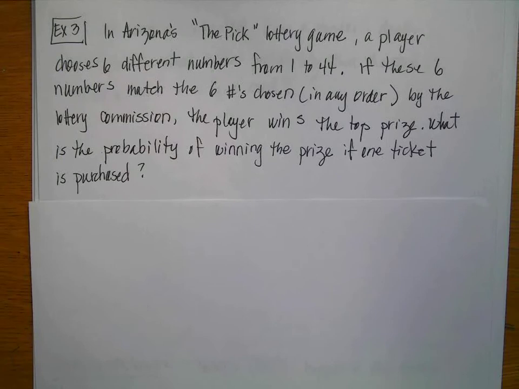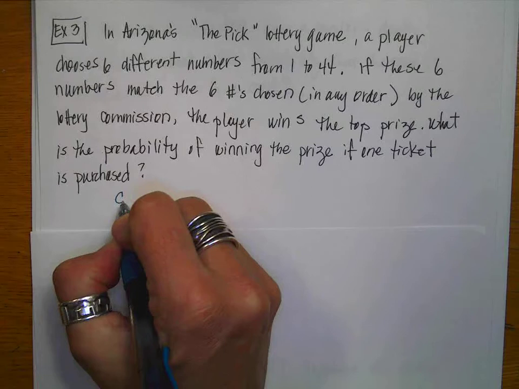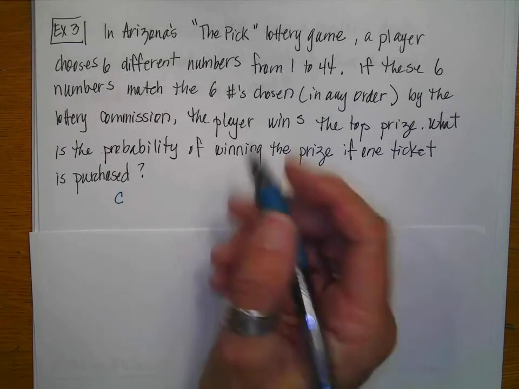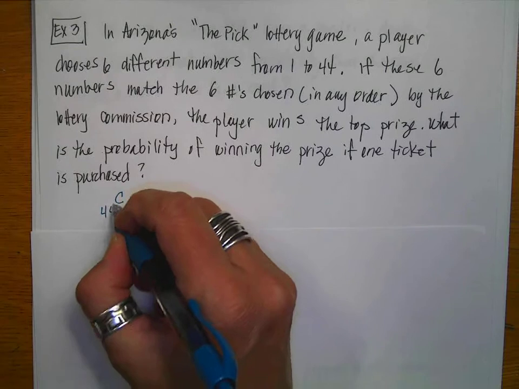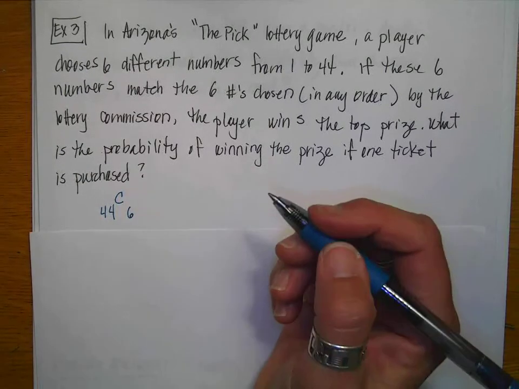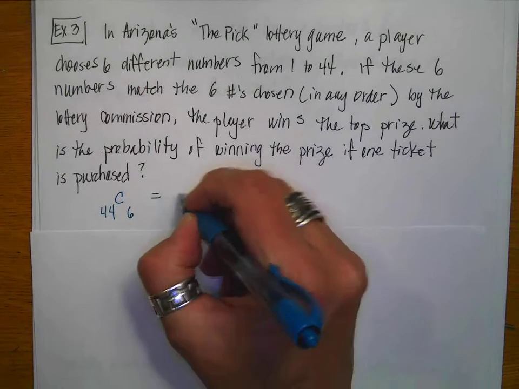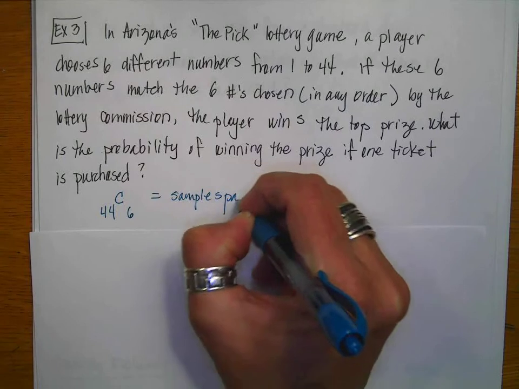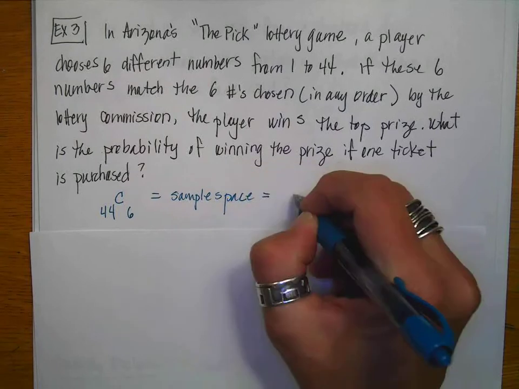And you can't see me smirking because I think this is really entertaining. So this actually combines combinations and probability. The combination means how many different ways can I arrange those numbers. There are 44 numbers, and I'm going to choose 6 of those numbers. So this is going to be my sample space, which I think is kind of entertaining.